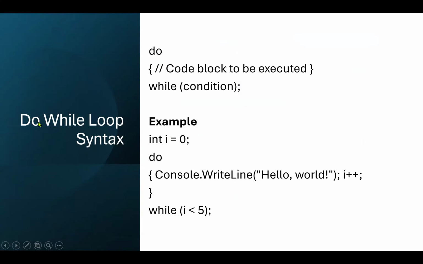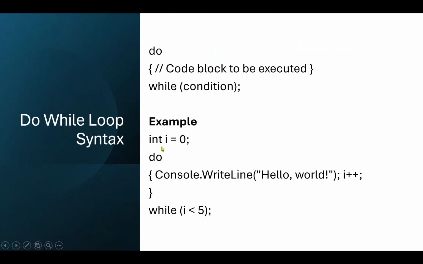This is the syntax of the do-while loop. You have the keyword do, and then you have the code to be executed in curly braces. And then after the code, you now have the condition. So it always executes the code at least once, then checks if the condition is true, and if the condition is true, it keeps executing the code. And once the condition becomes false, it exits the loop.